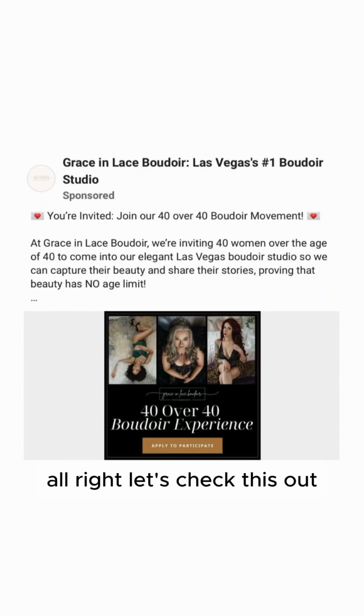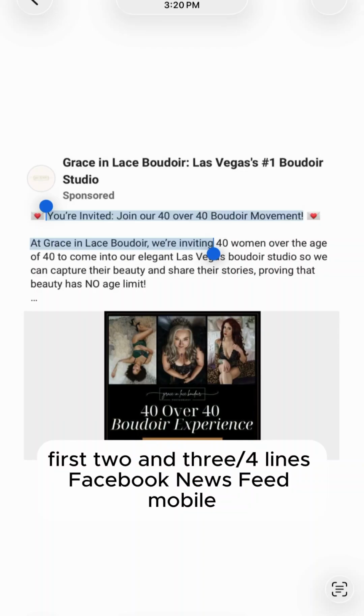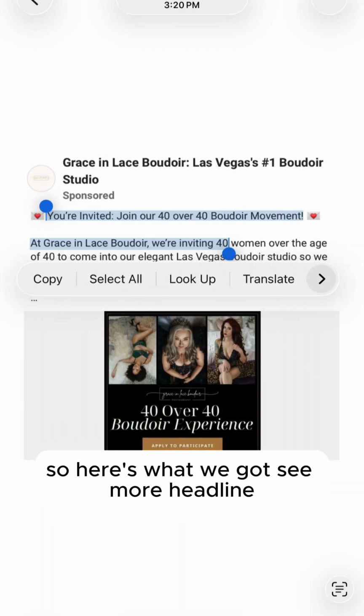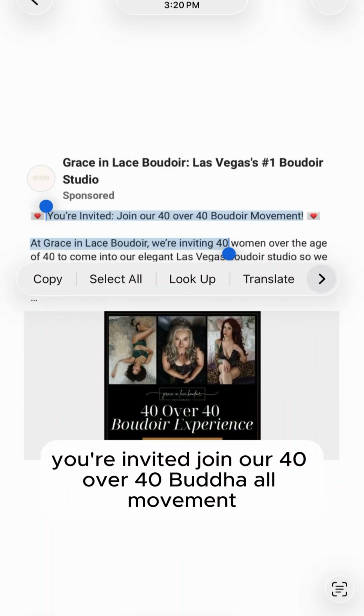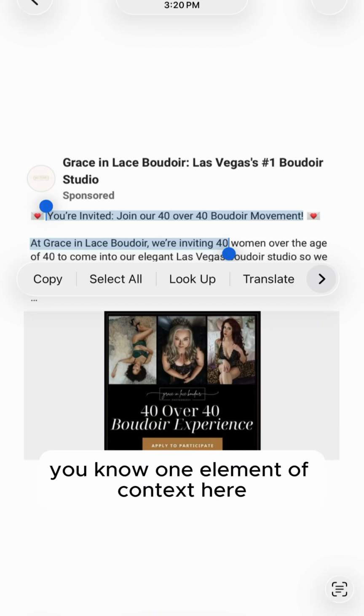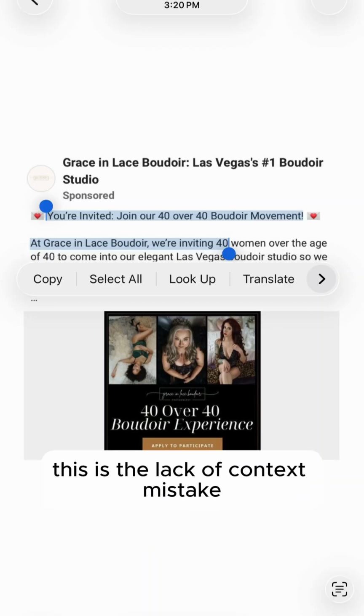All right, let's check this out. Look at the see more headline here. First 2 3/4 lines, Facebook newsfeed mobile. So here's what we got. See more headline: You're invited. Join our 40 over 40 boudoir movement. Business boudoir 40. All right. So we got like one element of context here, 1 point of context. Yeah, it's just the lack of context mistake.